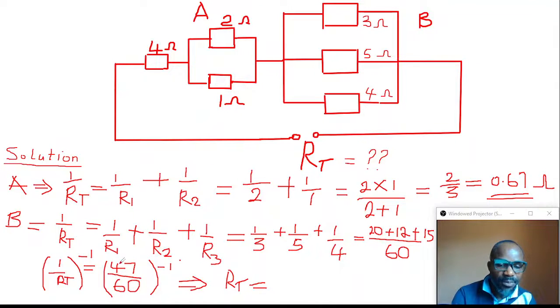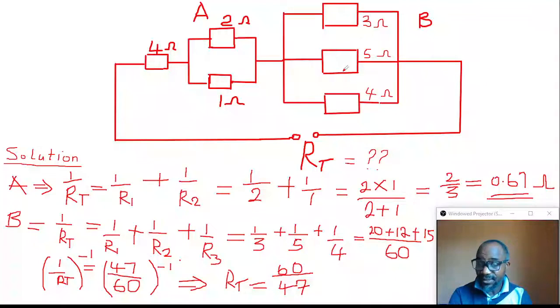60 will go up and the 47 will come down. So we have 60 will go up or come up, right? Good. And then 47 will come down. That is it. Now we have succeeded. We have succeeded in finding the total resistance in the section B, connected of resistors, right?